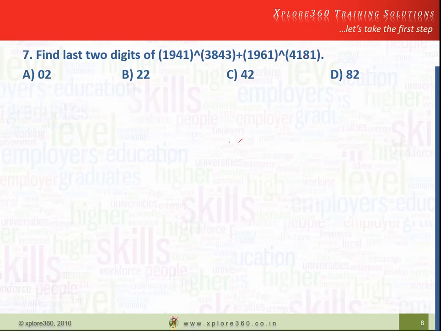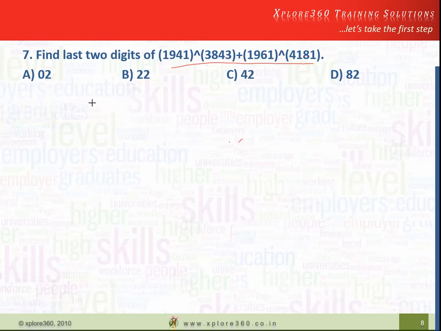Moving to the next question. This is my favorite one. I love this question. You may get this type of question, you may not get this type of question, but since this is my favorite, I put this question in this paper. Find the last two digits of this particular expression.